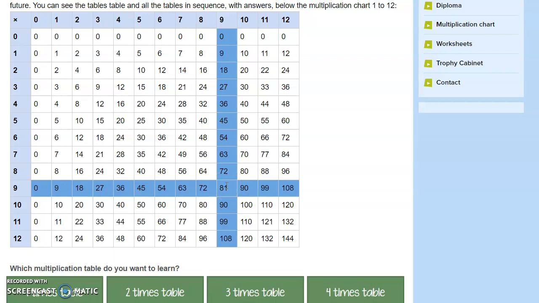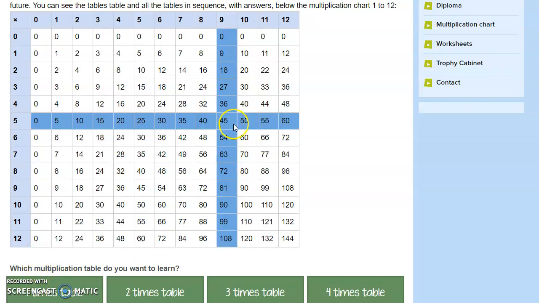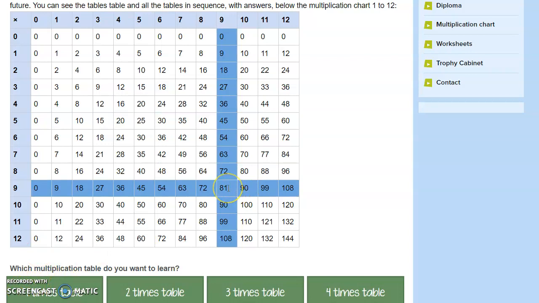So that's kind of a cool trick as well. Grab your multiplication chart and take a look at this pattern too.